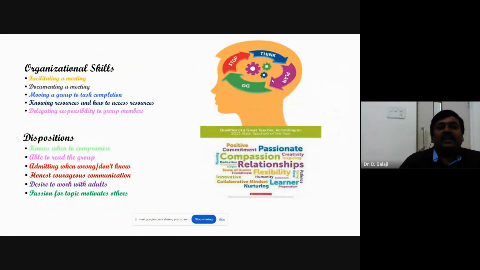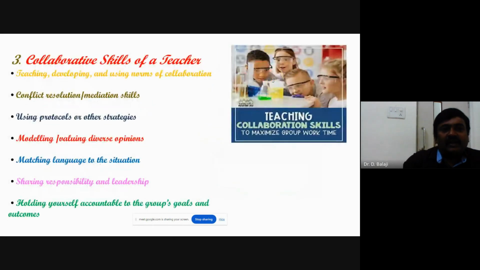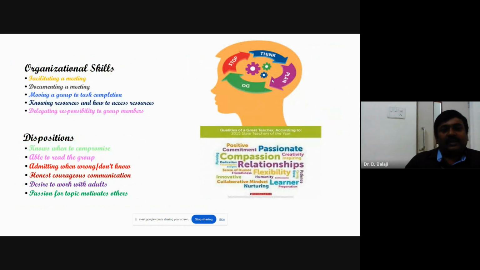Next, organization skills. What are the skills required for the teacher leader? Facilitating a meeting. For a collaboration meeting of all the teachers, if you are organizing a meeting, you should call all the teachers, all the students, everybody, and you should take the lead. And you should tell the objectives and the purpose of the meeting, everything.